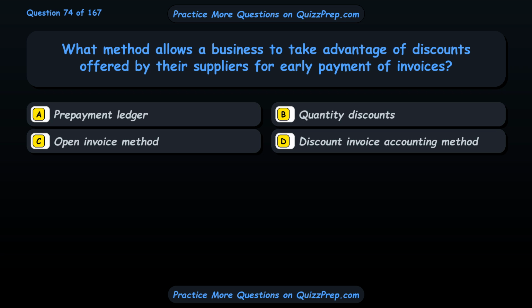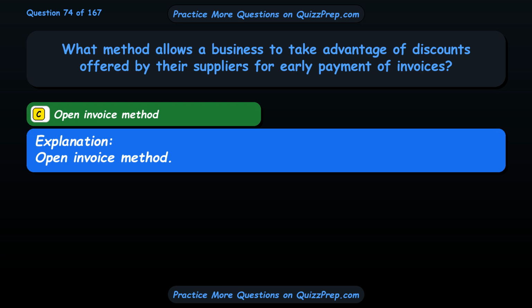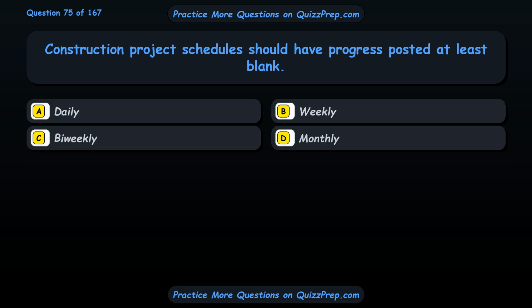Question 74. What method allows a business to take advantage of discounts offered by their suppliers for early payment of invoices? Option A, prepayment ledger. Option B, quantity discounts. Option C, open invoice method. Option D, discount invoice accounting method. The correct answer is option C, open invoice method. Open invoice method.